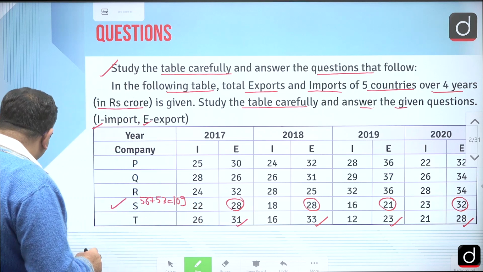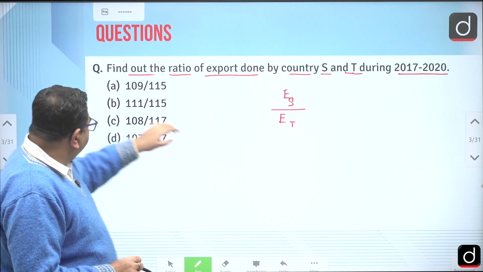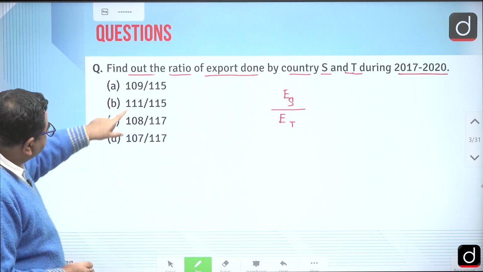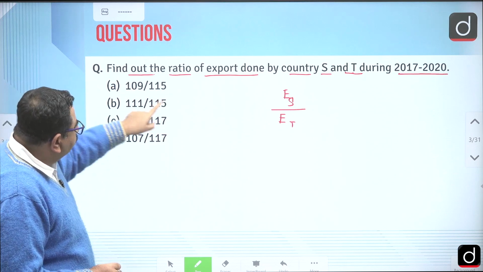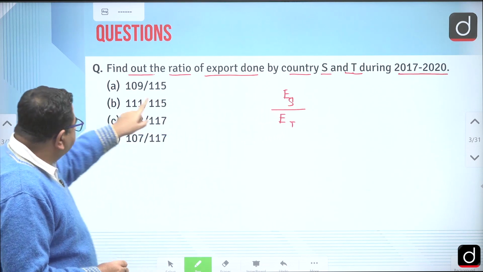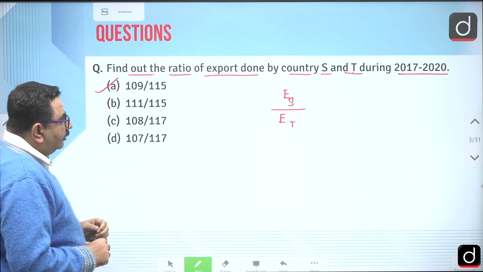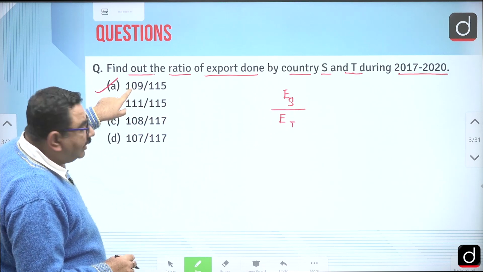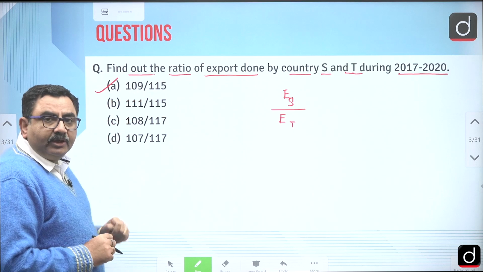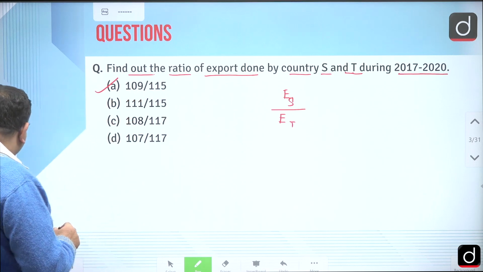Now we'll check the options once again. In all the options, there is only one option wherein the total exports of company S is given as 109. So here we can save our time. We calculated just one piece of data, and with the help of that, 109 should come in the numerator, and that should be the answer. Let's see the next one.